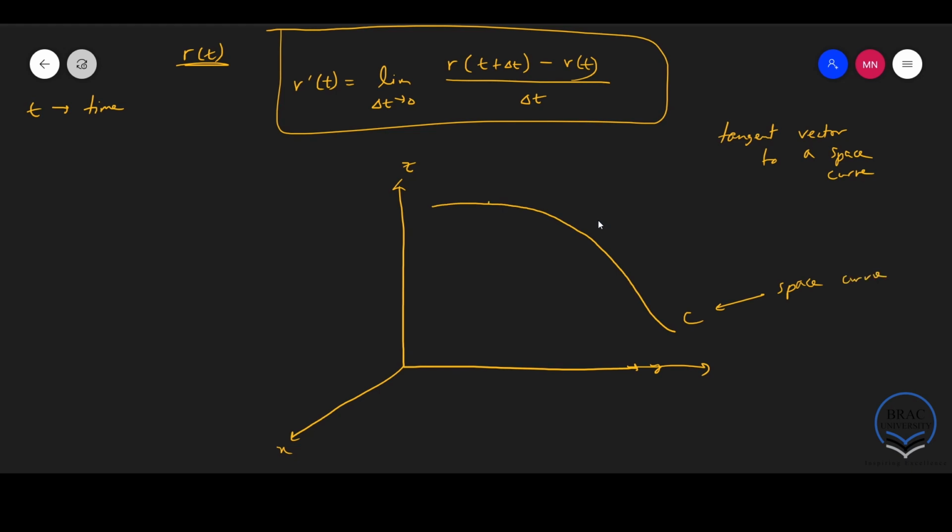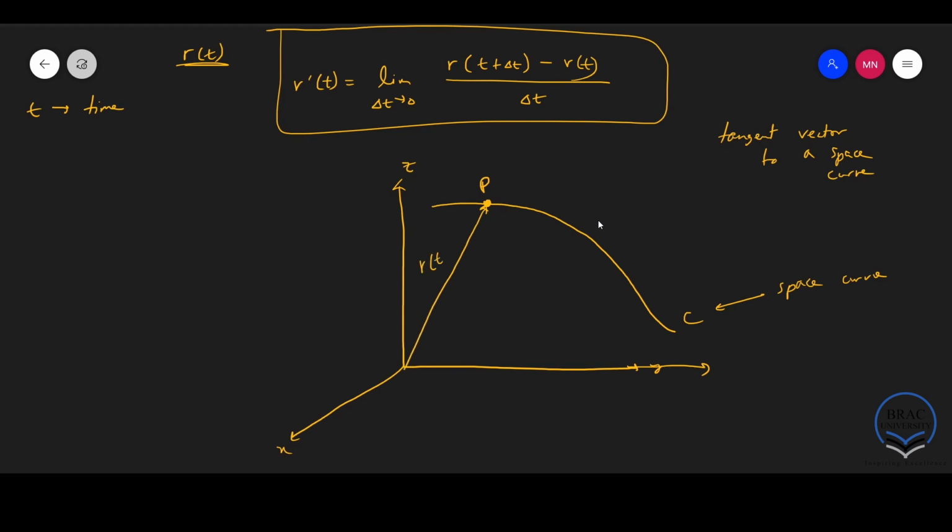So if I have some point P, right, we have a particle that is passing through this curve at a specific point in time, let's say t, and at that time we have the particle at this point P, right? And we can represent the position of this particle using my position vector.